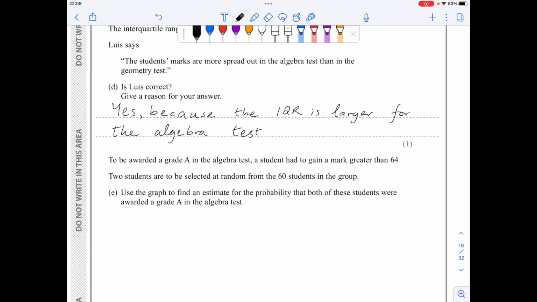Finally, in part E, to be awarded a grade A in the algebra test, a student had to gain a mark greater than 64. 2 students are to be selected at random from the 60. We need to use the graph to find an estimate of the probability that both of these students were awarded a grade A in the algebra test. Let's start by finding the number of students with a mark greater than 64.